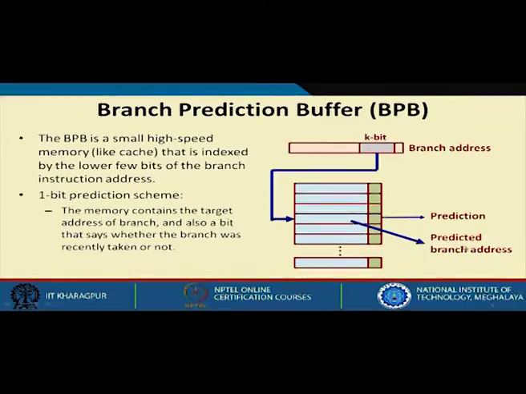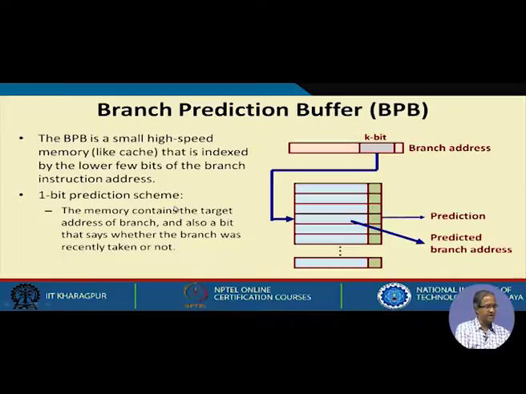So, the predicted branch address is stored here. The idea is that you check the last k bits, index into this table, and see what is stored here. Whatever is stored here is your predicted branch address, from where you start fetching the next instruction. And in this green part, you have some additional bits stored.